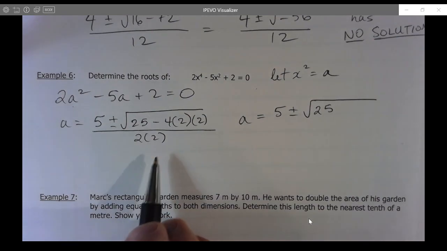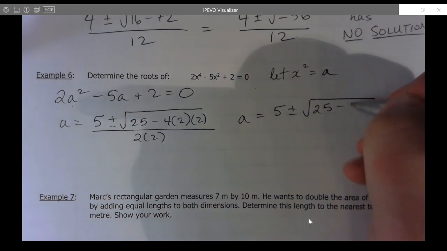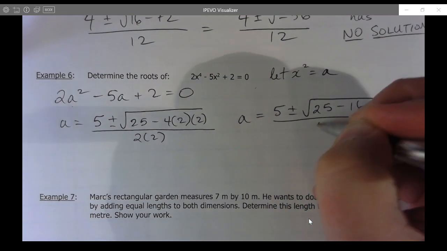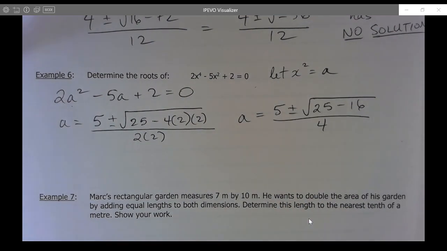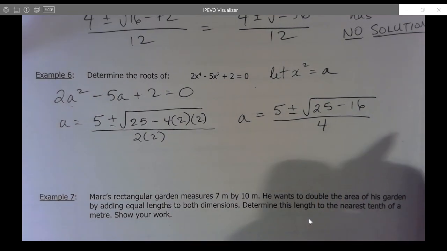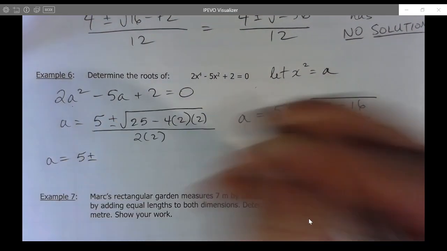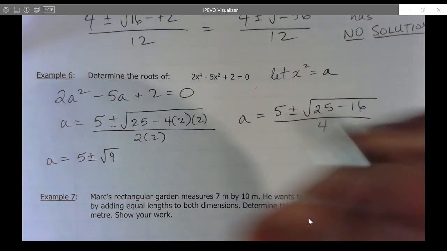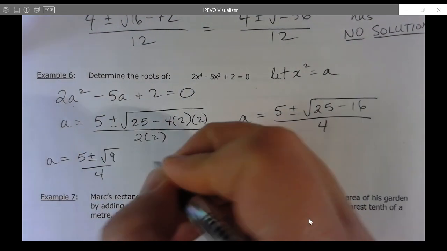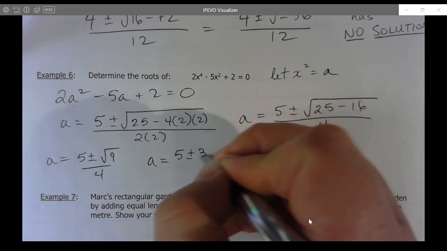Okay, let's see if this one has a solution. 4 times 2 is 8, 8 times 2 is 16. Yeah, minus 16, that is going to actually have a solution. So I'm going to have 25 minus 16, which is 9. So I have a is equal to 5 plus or minus the square root of 9 over 4. Hey, that's a perfect square. So a is equal to 5 plus or minus 3 over 4.